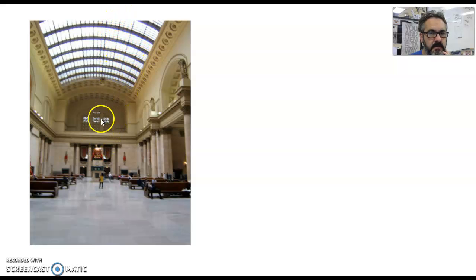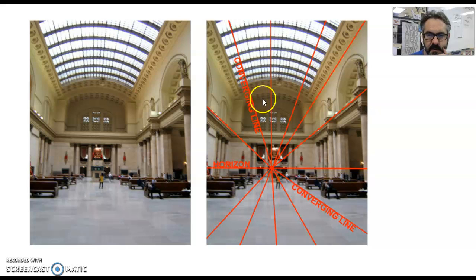See these lines? All these lines are leading to one spot. That spot, right in the middle of this podium, that is the vanishing point. That's where the viewer was looking, that's where the camera was pointed, and that's where all the lines in the building come to converge. All right, so that's horizon line, vanishing point, and converging lines.